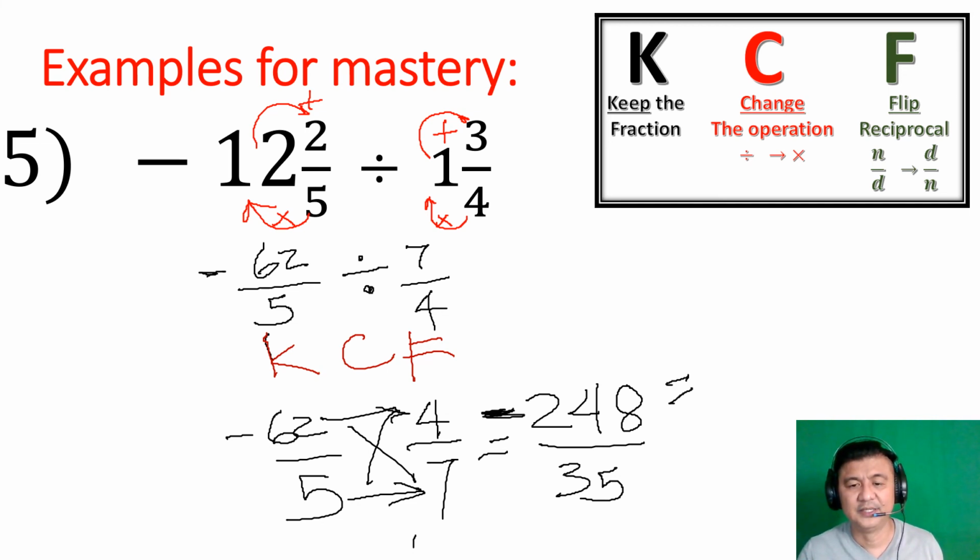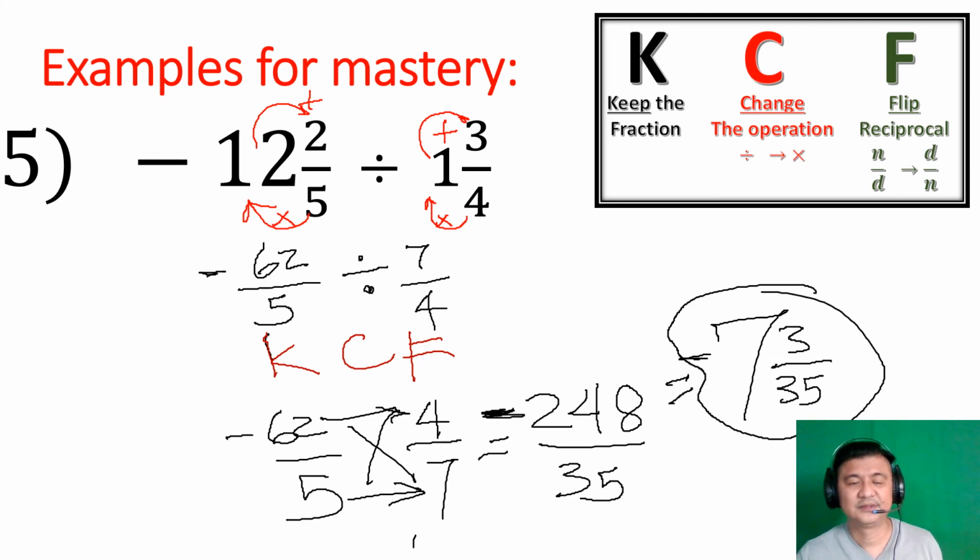Now, let's divide. How many 35s can I get? 248 divided by 35, you will get 7. 7 times 35 will give me 245. So there's an extra of 3, right? 3 over 35. I made a shortcut, but you can divide it on your own. But don't forget the negative over there. All right, so that's it.